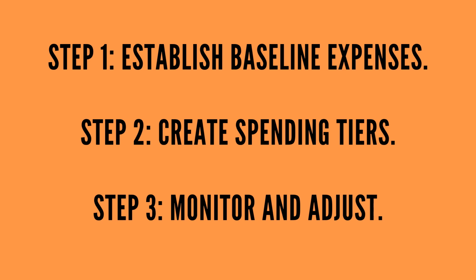Step 2. Create spending tiers. Develop different versions of your budget based on performance levels. For instance, you might have a budget for average months, a lean budget for slower months, and a growth budget for when things are booming. Example, a clothing boutique has 3 spending tiers. In slow months, they reduce marketing and inventory purchases. During peak seasons, they increase their ad spend and stock more products.